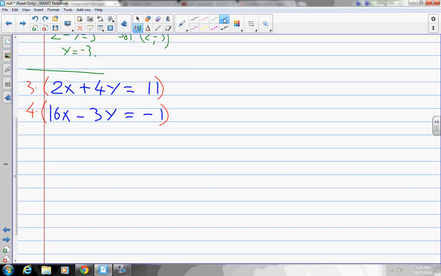So what do we get? So that's our system. Now it is 6x plus 12y equals 33, and then 64x minus 12y equals negative 4.